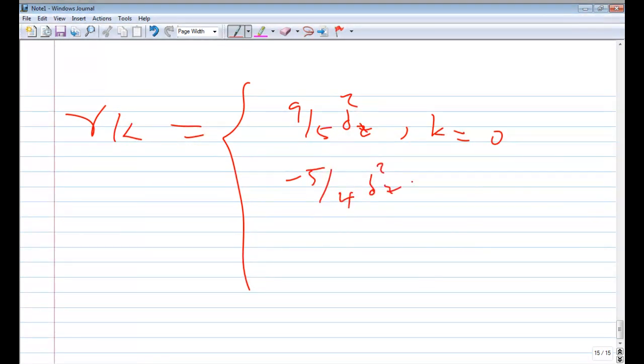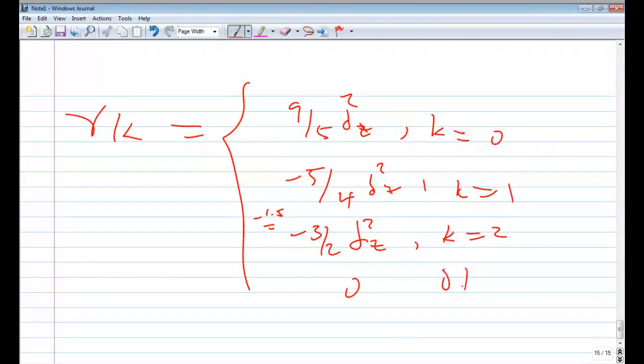For the other one, let me see, k equals 2. Is that negative 1.5 sigma squared z for k equals 2? Negative 1.5 sigma squared z, then 0 otherwise. Is it correct, sir? Here you get minus 3 over 2. Yes, those two are correct. This one is the same as minus 1.5, for k equals 2 and 0 otherwise.